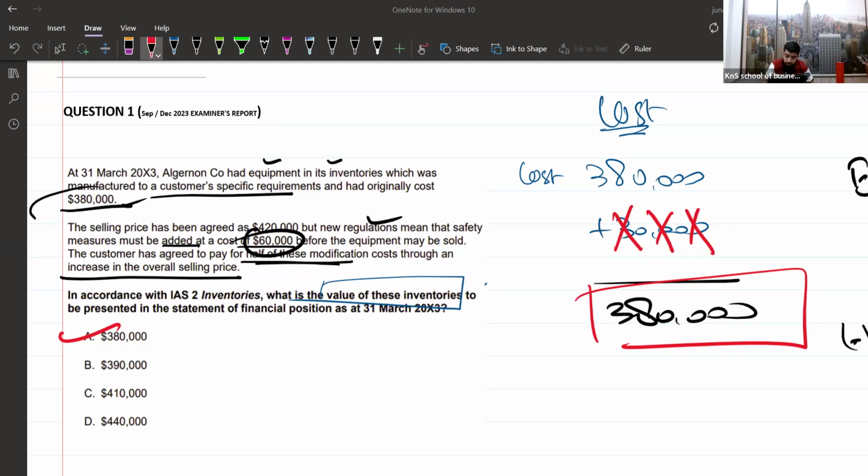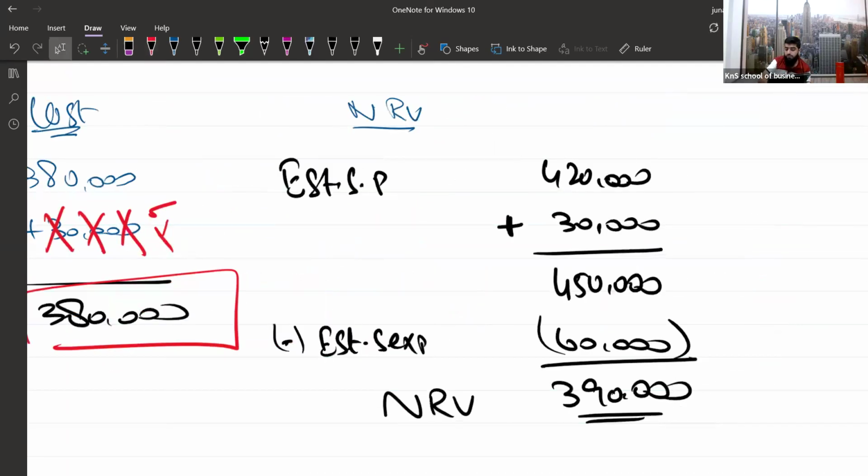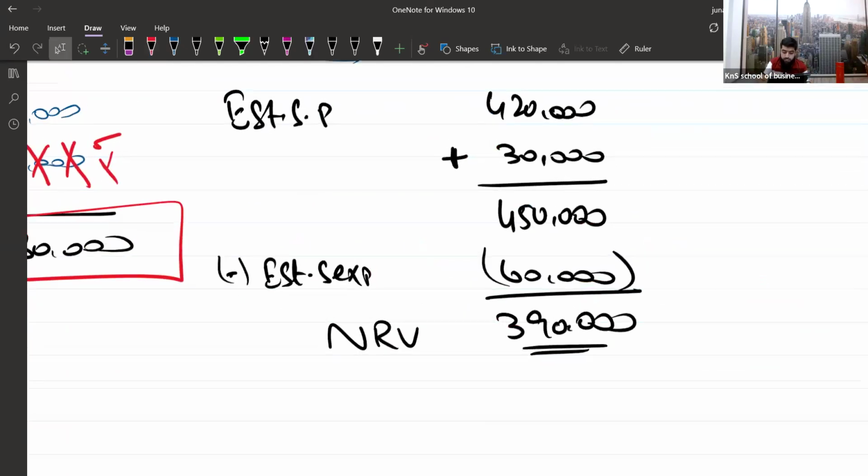Now, there might be a question. The errors made by most of the students in that question were identified by the examiner. The first mistake was that most students added this 30,000 to the cost of inventory. This was obviously an incorrect treatment. The second mistake was that most candidates deducted the estimated selling expense by 30,000. This is not correct.